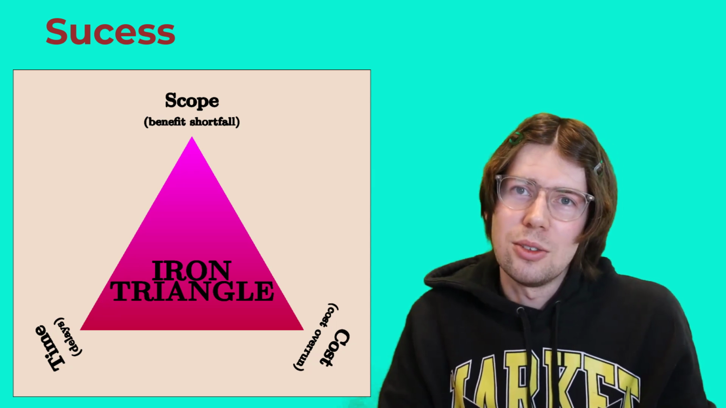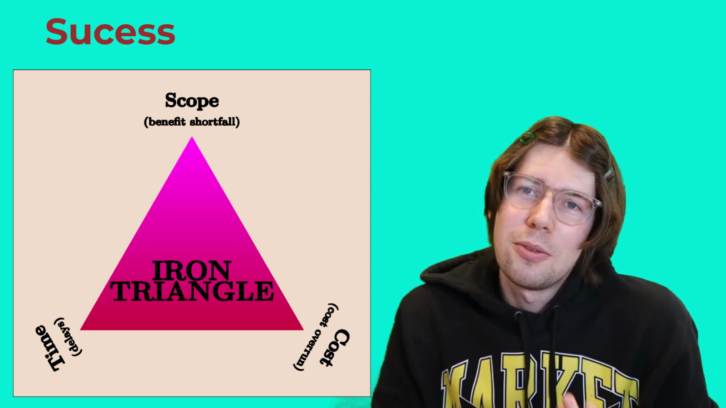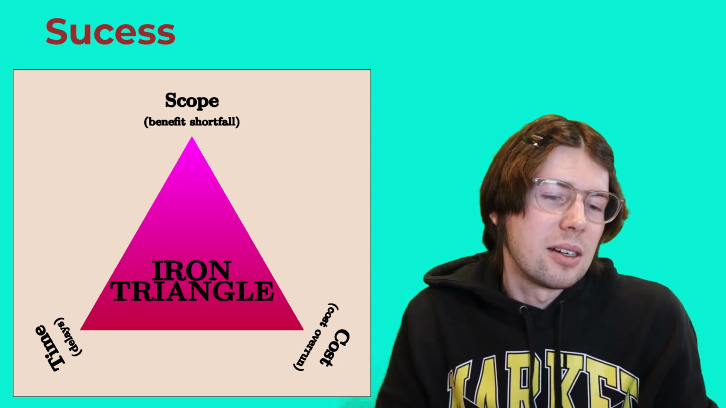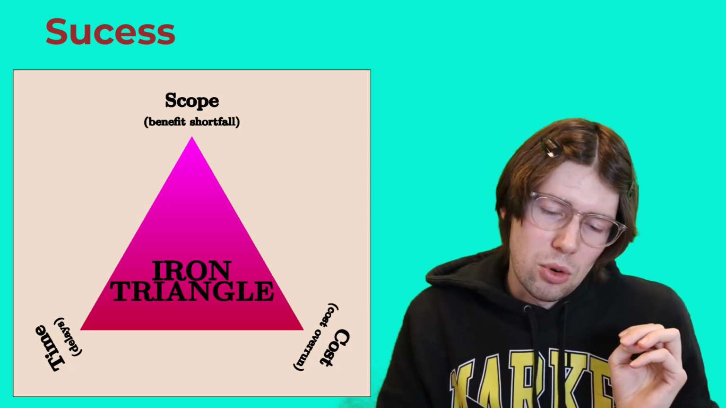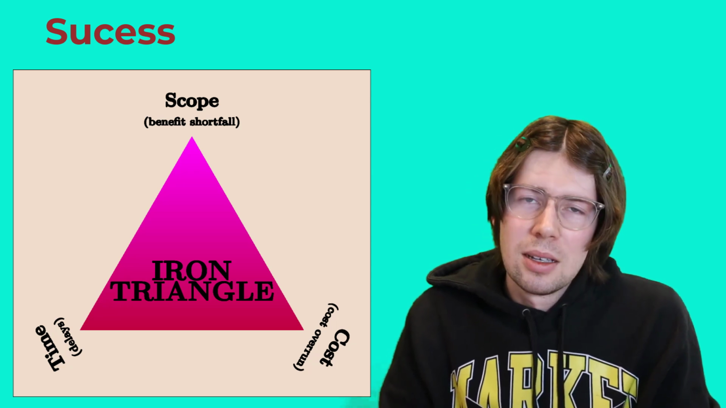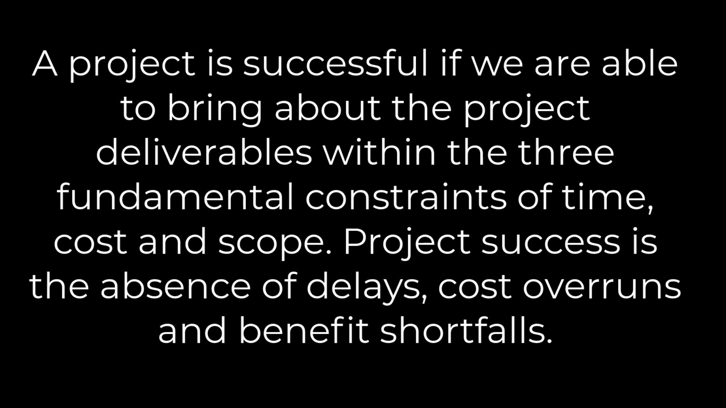To be successful. Success kind of depends. As an individual, you can define success however you want. But when it comes to projects, we need to be more tangible. We need to be more specific and try to keep this definition the same across all contexts. So the classical or traditional way of defining project success is to say that the project is successful to the extent that we are able to bring about the project deliverables within the three fundamental constraints of time, cost, and scope.